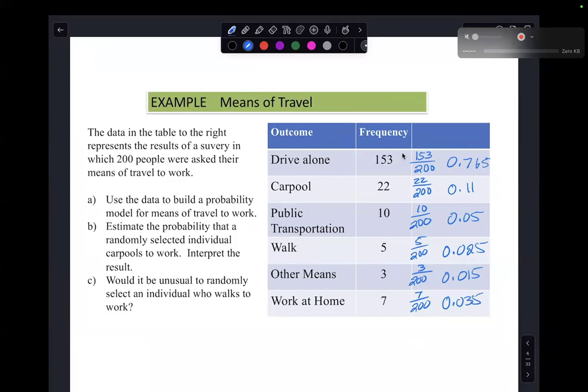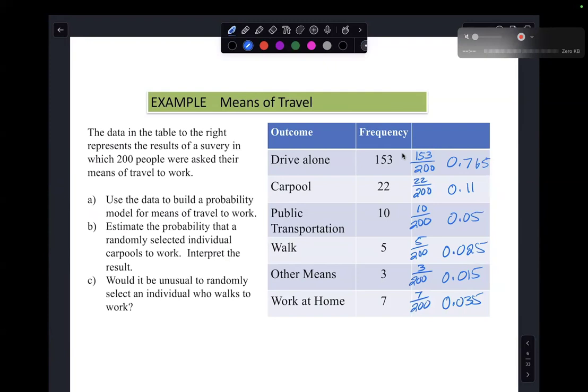Okay, so it now asks what is the probability that a selected individual would carpool to work? 200 people, that's a pretty big sample size. So I would say this is a pretty good estimate. So there's about 11% chance or 0.11 probability that a person would carpool to work.